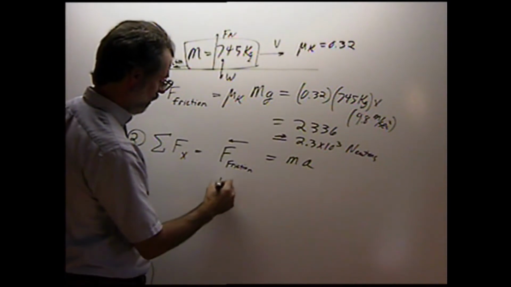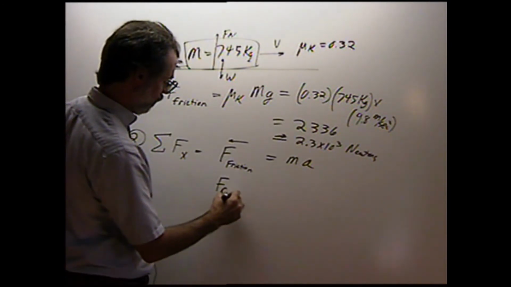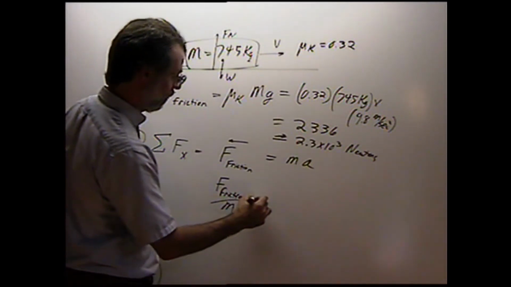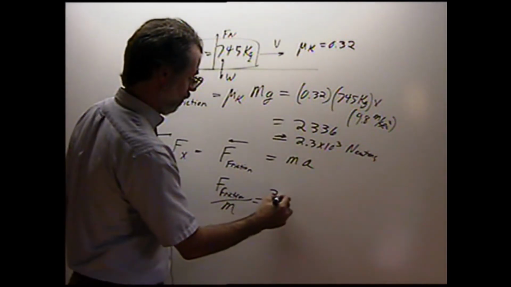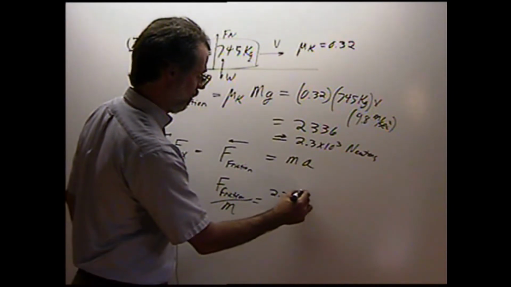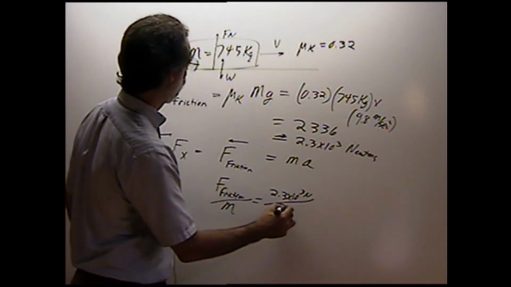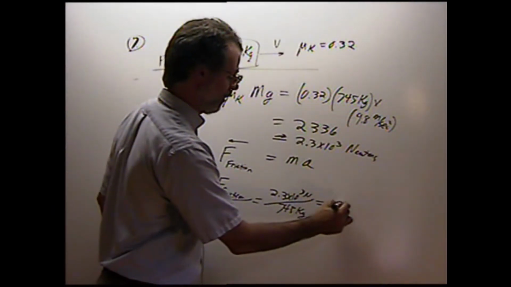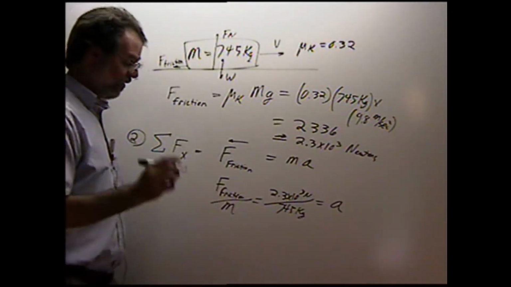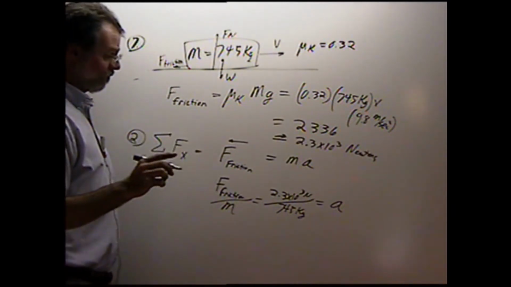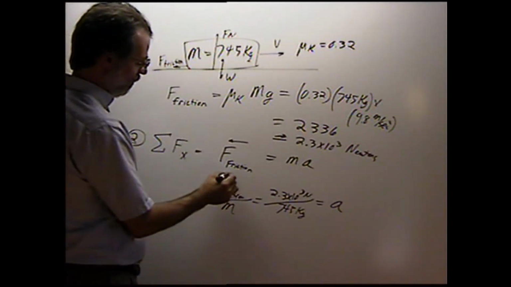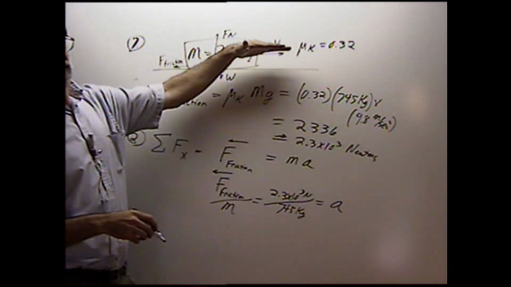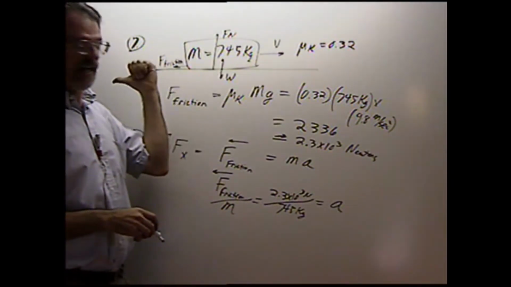So we could say that it's the friction force divided by the mass, which would be 2.3 times 10 to the third newtons divided by 745 kilograms equals an acceleration. I won't calculate it. It wasn't part of the problem. But notice one thing very interesting. The friction force acts back. The block is sliding this way. The friction force acts back. So what does that mean?